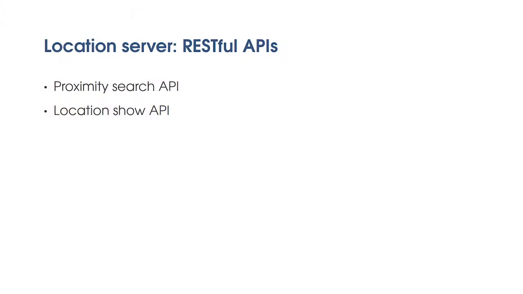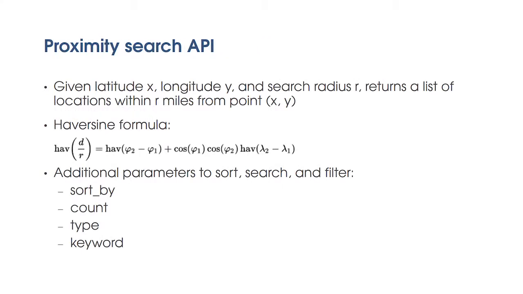The last component of our server is the APIs. We use 2 RESTful APIs to communicate between the front end and the back end. The proximity search API takes in a location's coordinates and a search radius in miles from a request. It then responds with a list of locations whose distance to the input is smaller than or equal to the search radius. We allow additional parameters to further customize the output.